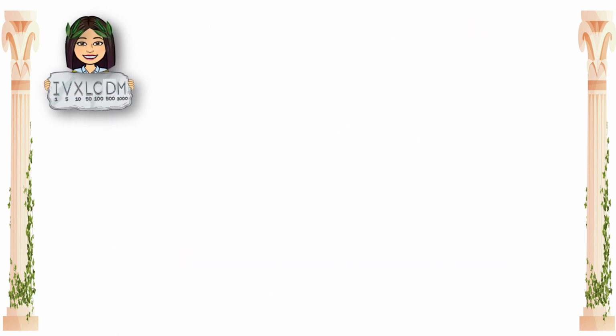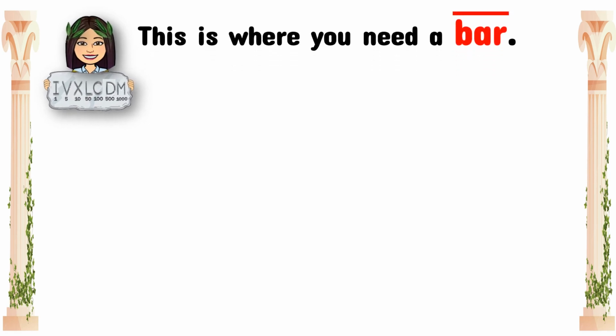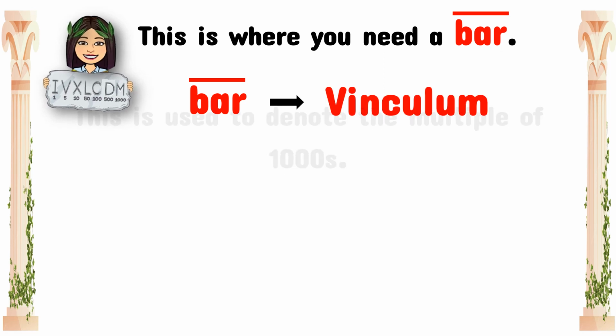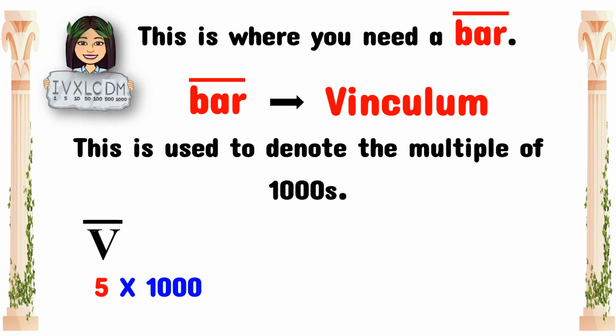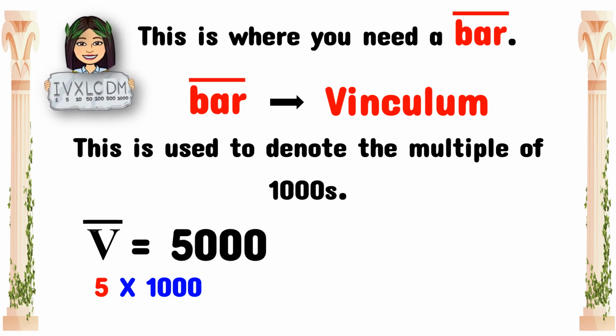To express multiples of thousands, this is where you need a bar or vinculum. This is used to denote the multiple of 1,000s. For example, V is only 5, but if you put a bar or a vinculum, it means multiply by 1,000. So 5 times 1,000 is equal to 5,000. And that is the value of V with a vinculum.